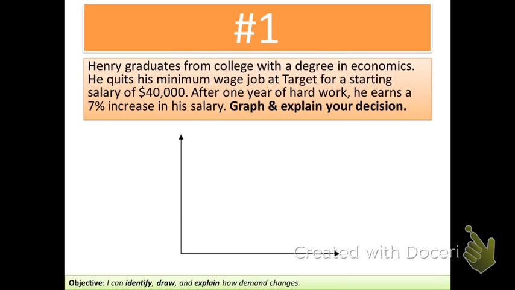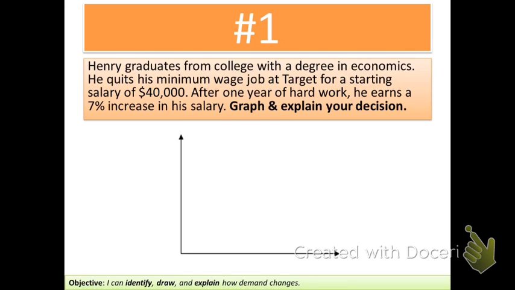So number 1, Henry graduated from college with a degree in econ. He quits his minimum wage job at Target for a salary of $40,000. After that 1 year of hard work, he earns an increase of 70% in his salary. So graph and explain your decision. What is the impact on his ability to buy goods and services?